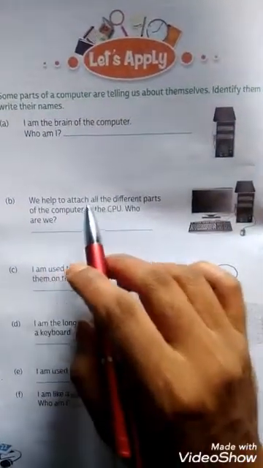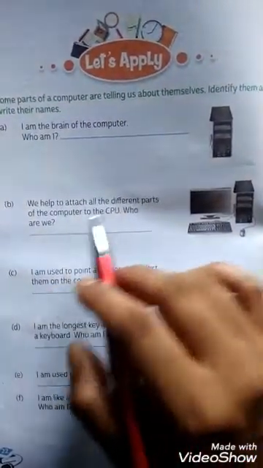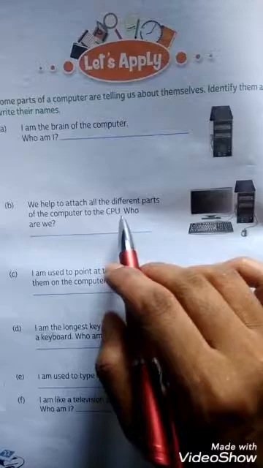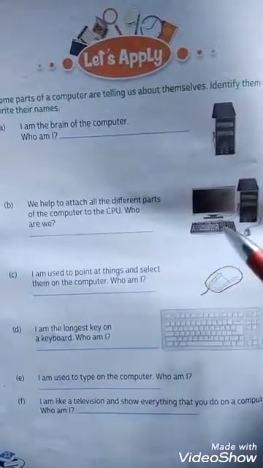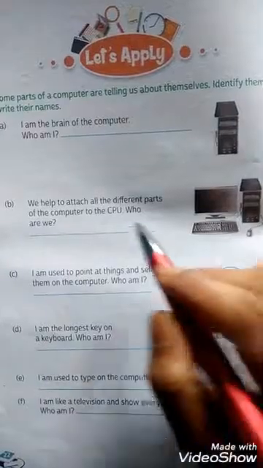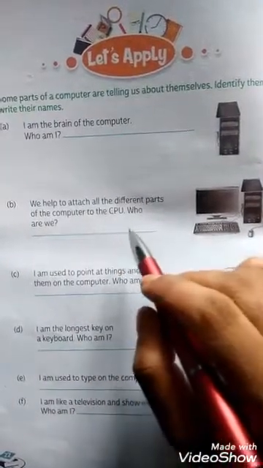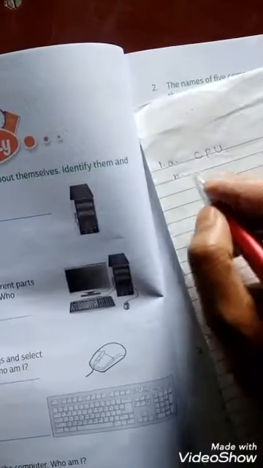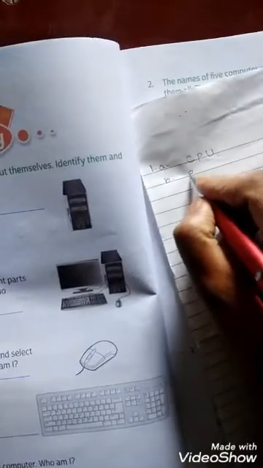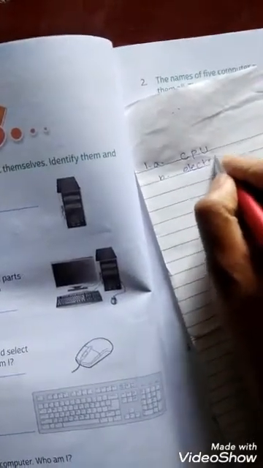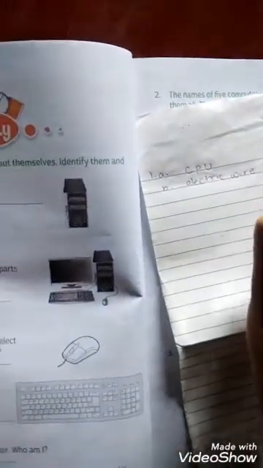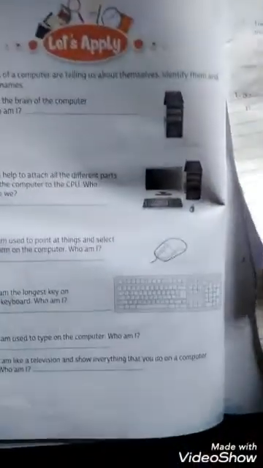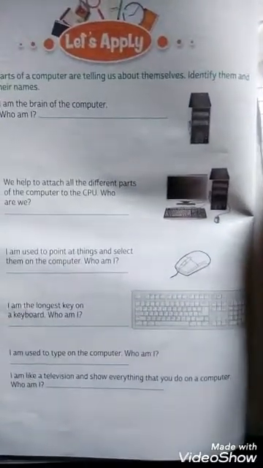We help to attach all the different parts of the computer to the CPU. Who are we? Students, it is helping the computer to attach its different parts with the CPU. They are wires. Who are they? They are wires, electric wires. Okay. Then question number C.